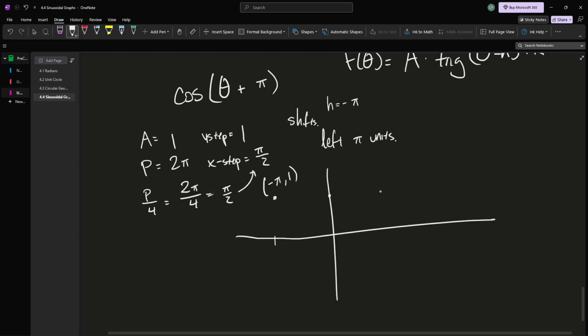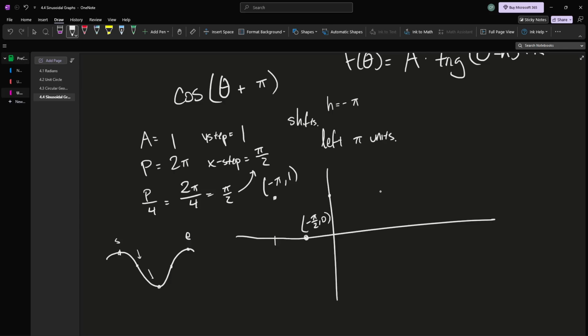Once you have your first point, all you do is look at your x and y steps. So my parent function of cosine is this. Where I start up here, I end over here, and these are my points. So I go down first. I go down a y, so 1 minus 1 is 0. And I want to go to the right an x step. So negative pi plus pi over 2 gives me negative pi over 2. So over here at negative pi over 2, 0.